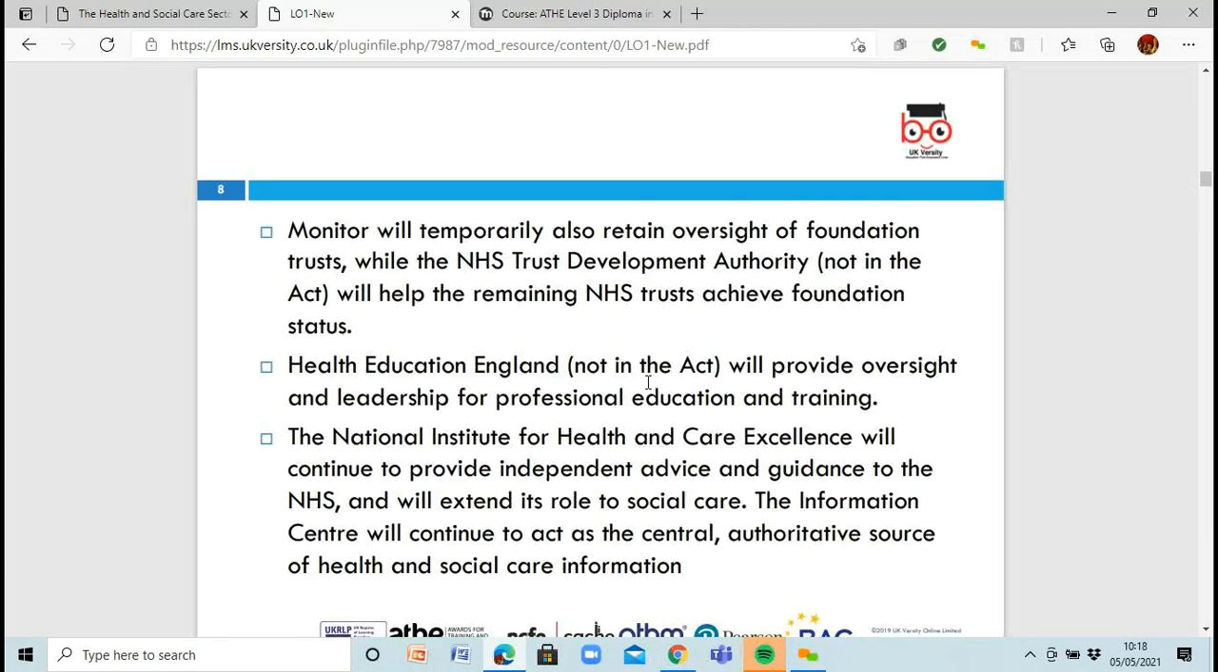So what we're doing on here, Monitor will temporarily also retain oversight of foundation trusts. So we've got the NHS Trust Development Authority, but this is not within the Act. So they help any NHS trusts to achieve foundation status. Then we've got Health Education England, and these actually provide an oversight and leadership for professional education and training.